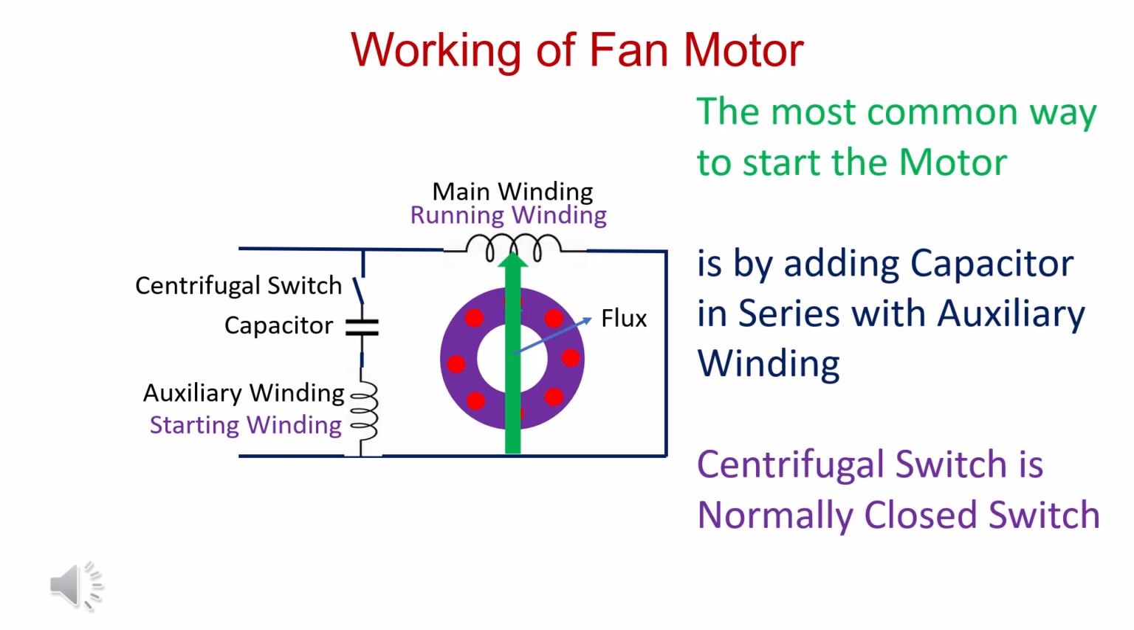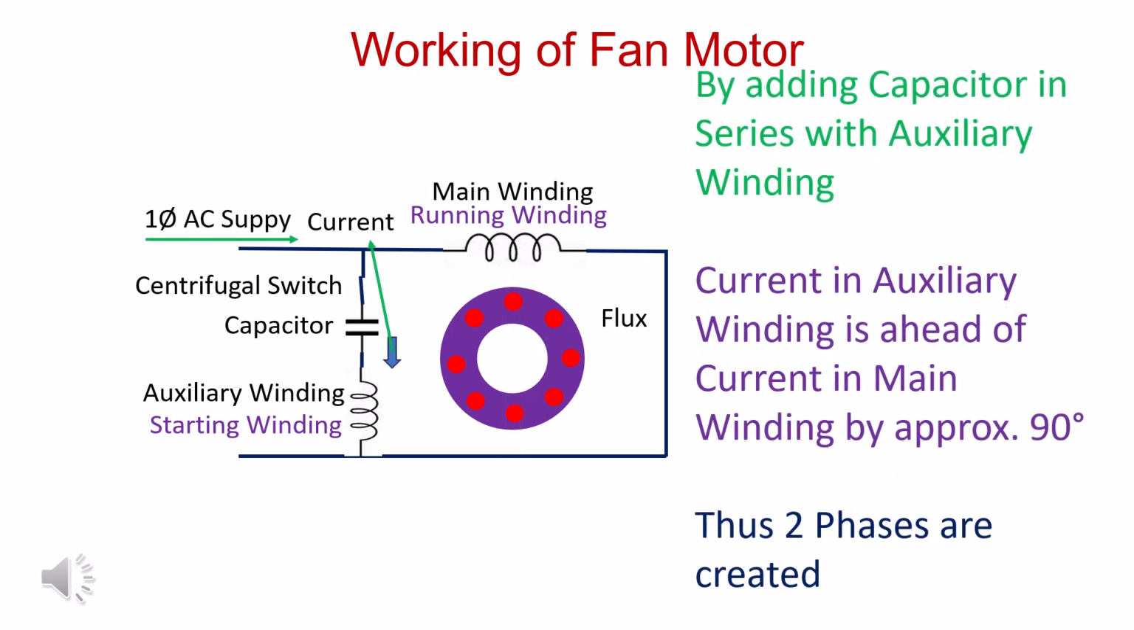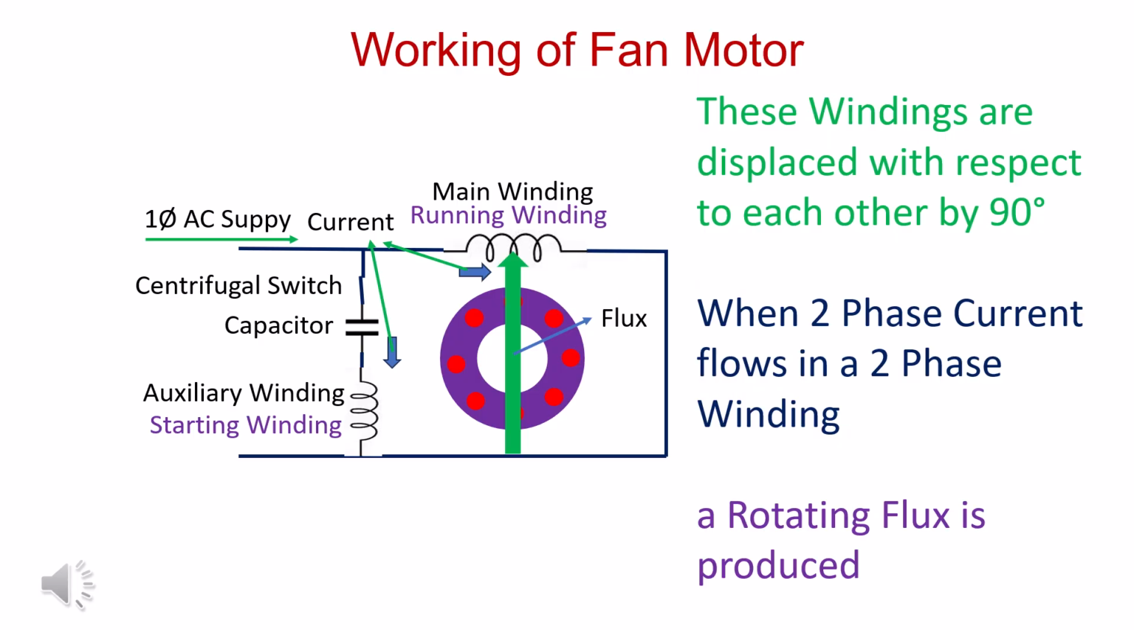The most common way to start the motor is by adding capacitor in series with the auxiliary winding. Centrifugal switch is normally closed switch. By adding capacitor in series with the auxiliary winding, current in auxiliary winding is ahead of current in main winding by approximately 90 degrees. Thus, two phases are created. These windings are displaced with respect to each other by 90 degrees.